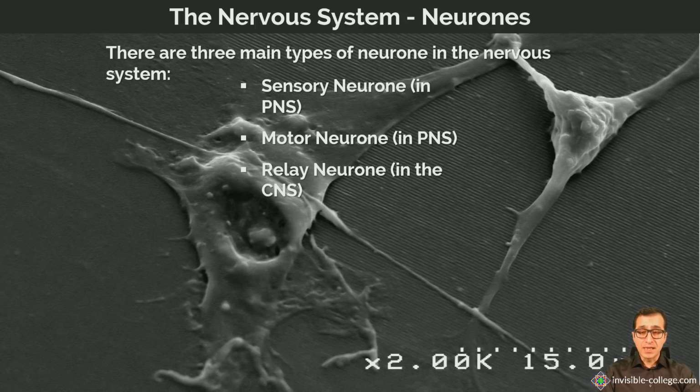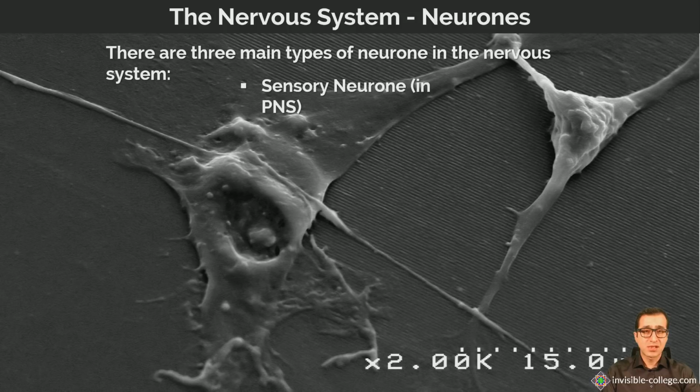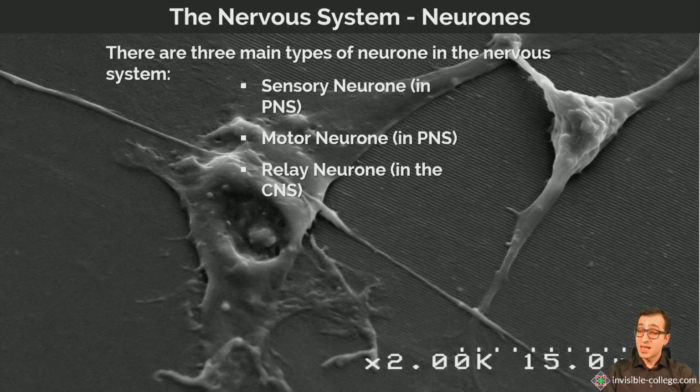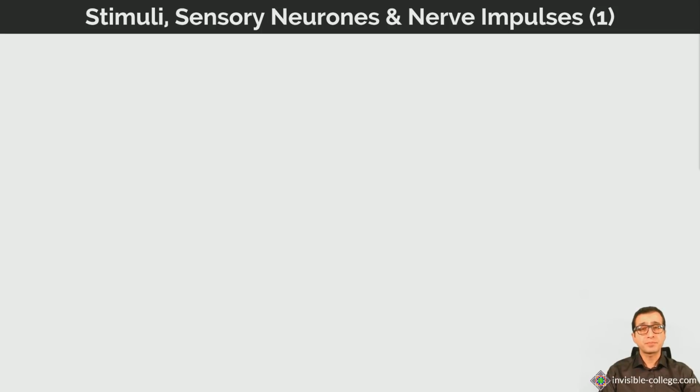Now, all three of these different types of neurons have a distinct shape, which is slightly different from each other. They all share certain common characteristics, but they do have certain differences between them. So let's take a look at those in the next few slides here. So once again, these are the three main types. They all share certain things in common, but they do have different morphologies because they have slightly different functions within the nervous system.